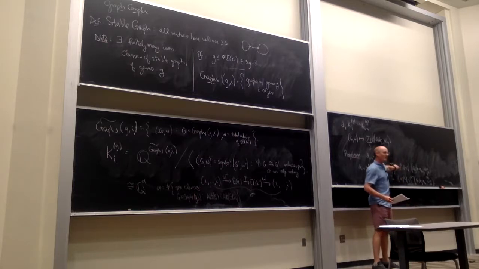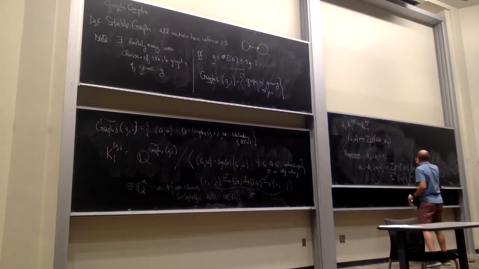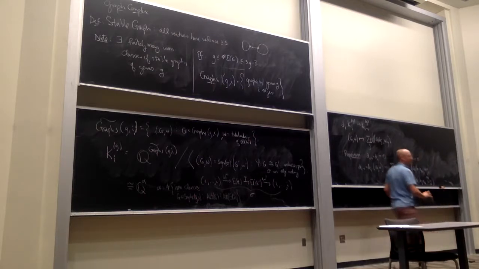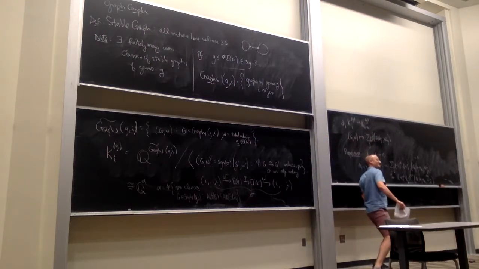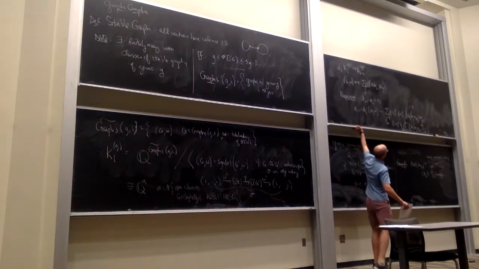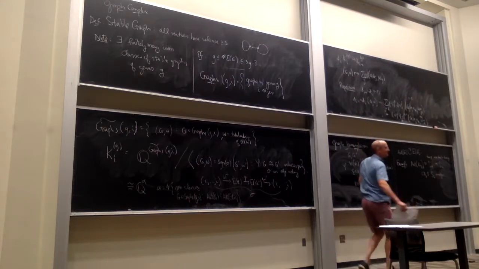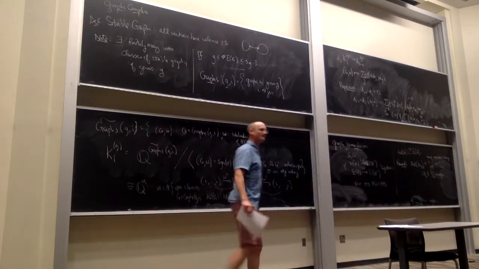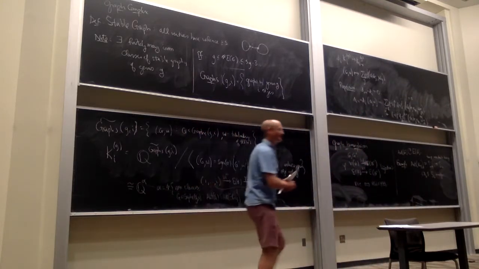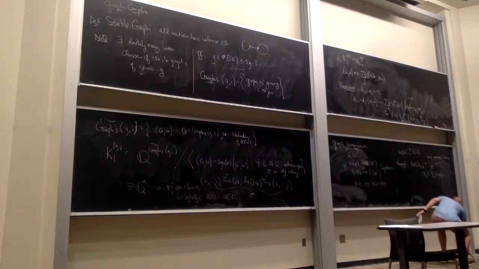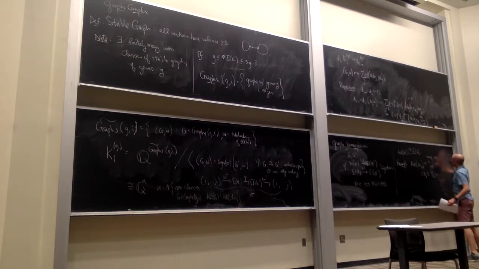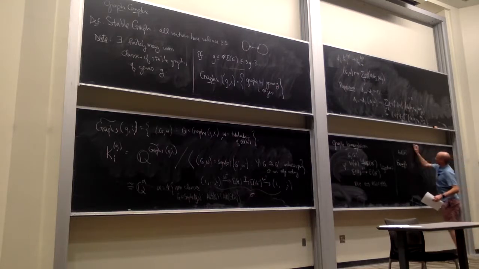This one has one more minus one than this one. So this is easy. If you haven't seen this before and you continue on to grad school, you will see this many, many times. And it's sort of the basis for all combinatorial homology theories.